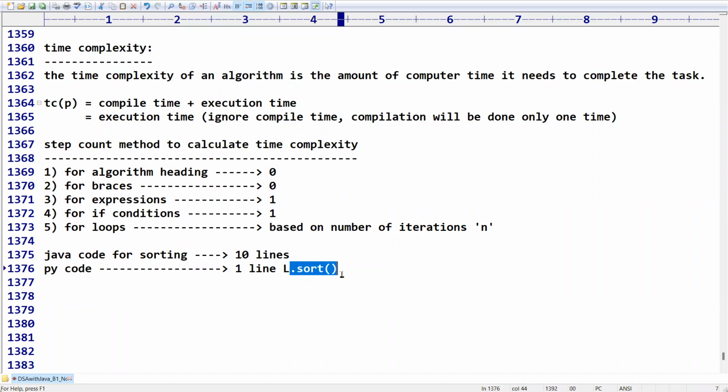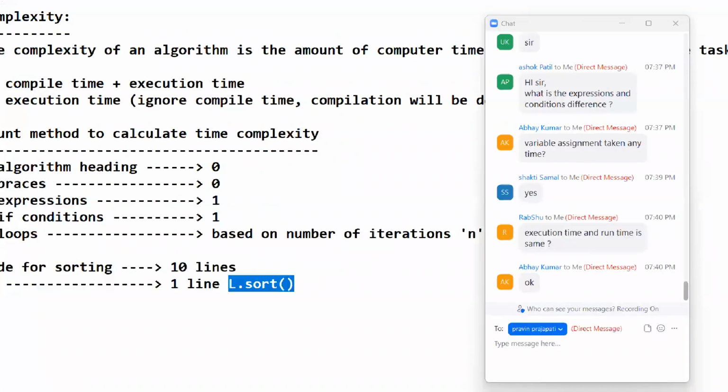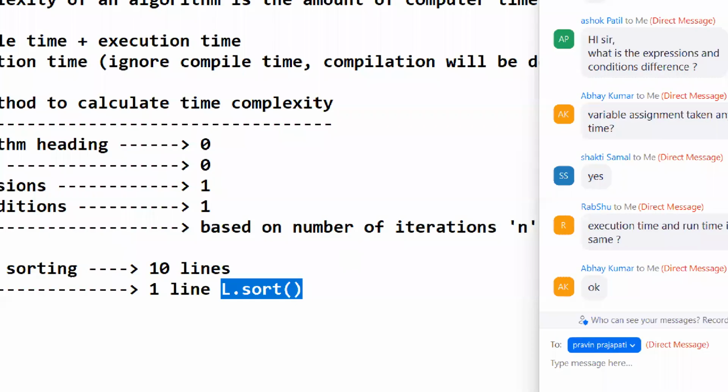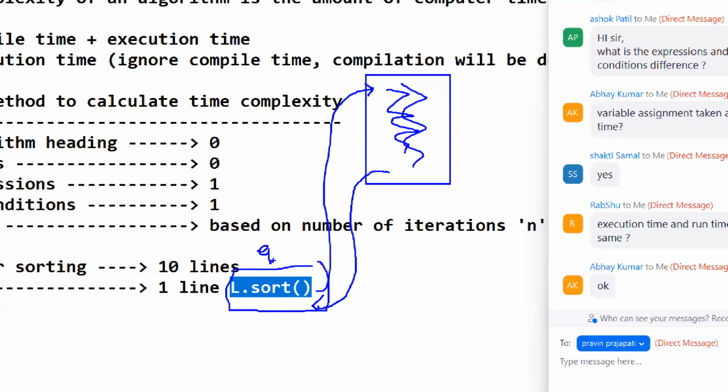But internally, that L dot sort mechanism is already there. So whatever code they have written, we need to calculate the time complexity for that also, right? Because whenever you call L dot sort, it is not directly executing. Internally some library is there. It will go to that library, execute all the instructions and come back. So we should count this as time too. When you execute at 9 o'clock and get the output at 9:03, that means for 0.03 seconds the program is executing internal instructions. It is also time, right?